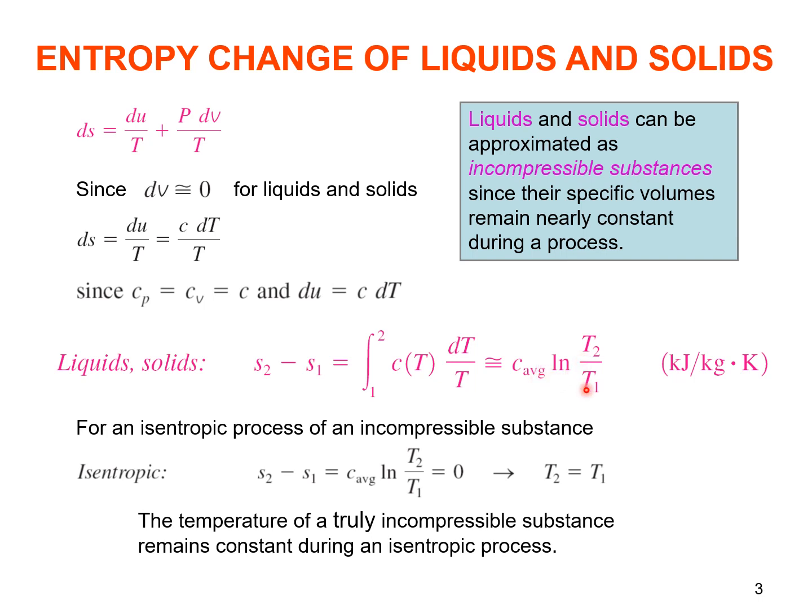T2 over T1. Now if we have an isentropic process, that means delta S is 0. So in an isentropic process, you end up with the temperatures having to be equal. So the temperature of a truly incompressible substance remains constant during an isentropic process.